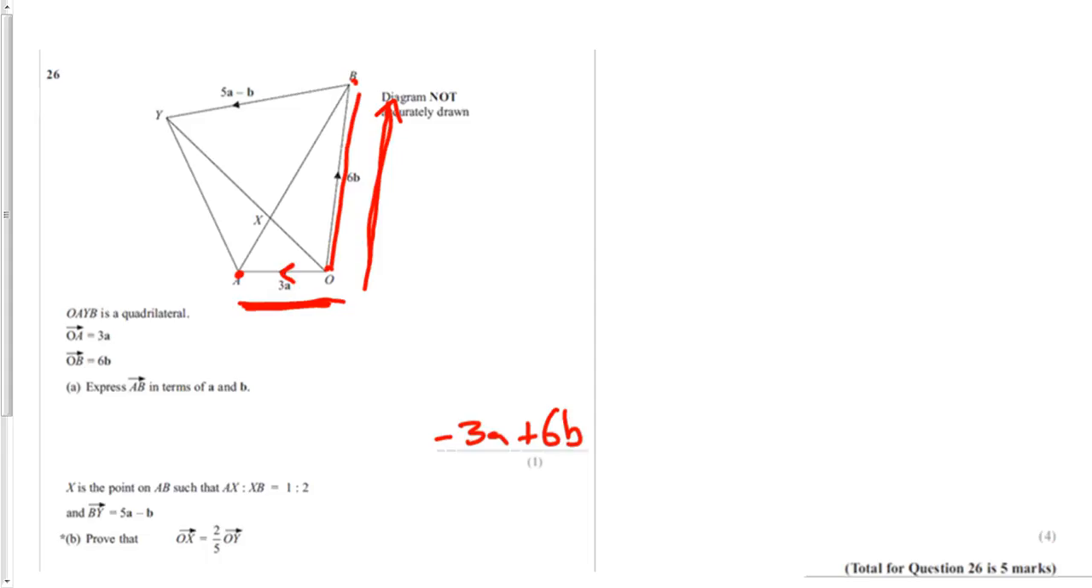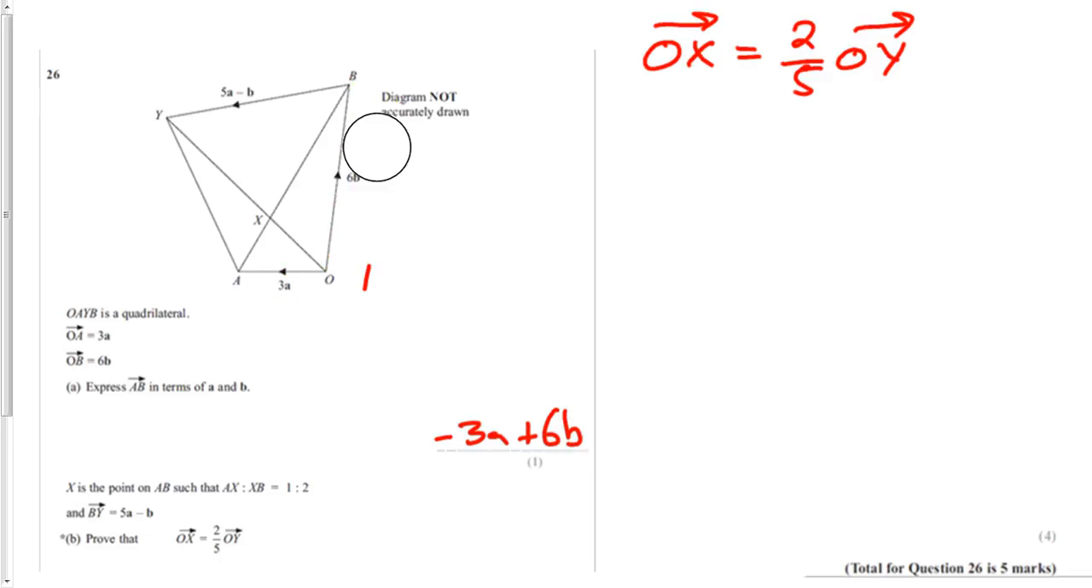Okay, so the next one here, we've got to prove that OX, going from O to X, equals 2/5 of going from O to Y. So, again, most people left this blank, but let's see if we can pick up just some marks. So first I need to know how to get from O to X.